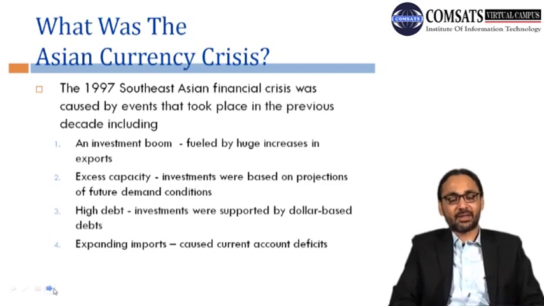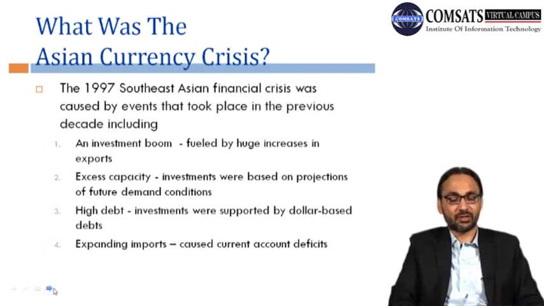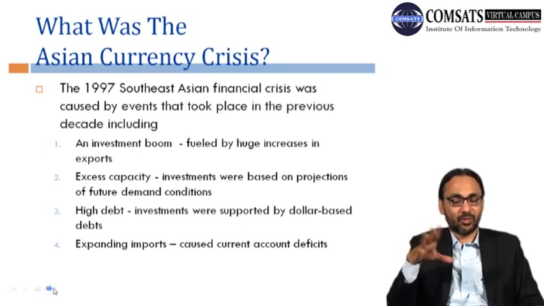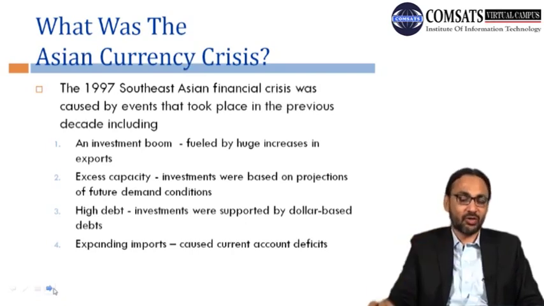The next one is excess capacity. Investments were based on projections of future demand conditions. These investments were based on future demand creation, and they were not realistic. The third one is high debt. Investments were supported by dollar-based debts. And the fourth one is expanding imports, which caused a current account deficit. In order to increase exports, the level of imports was also increased.